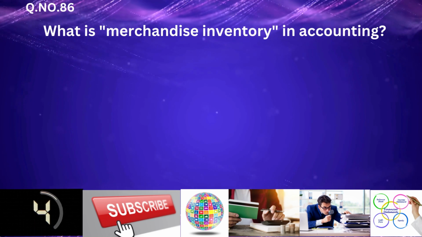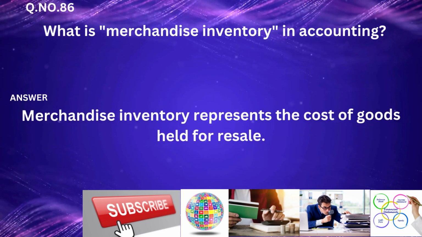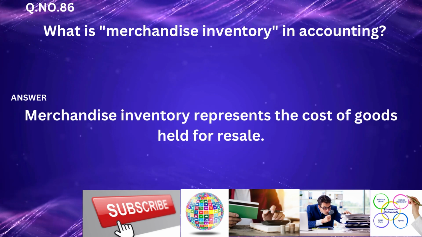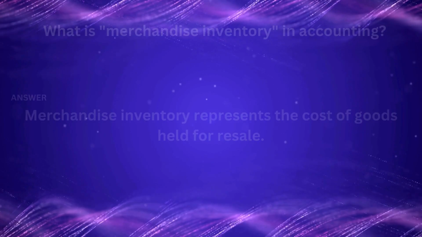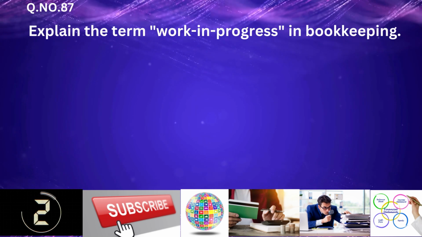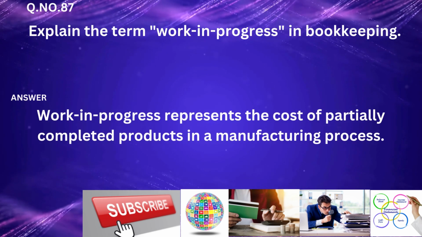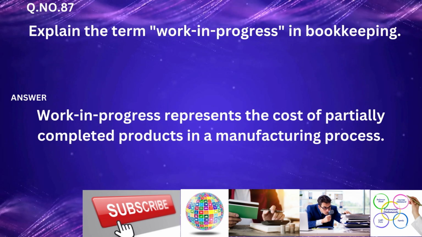Question 95. What is target costing in accounting? Answer: target costing sets the cost at which a product or service must be produced to achieve a desired profit margin. Question 96. Explain standard costing in bookkeeping. Answer: standard costing uses predetermined costs for materials, labor, and overhead to evaluate performance.